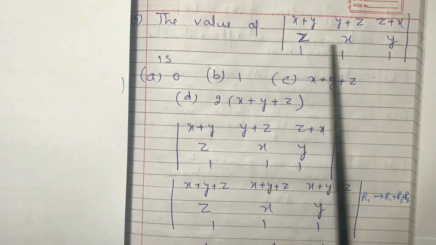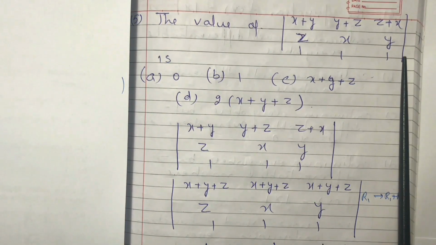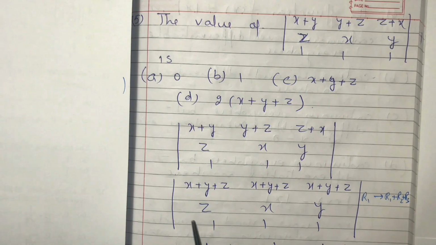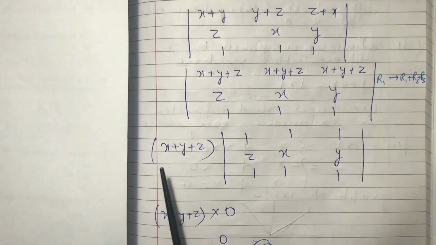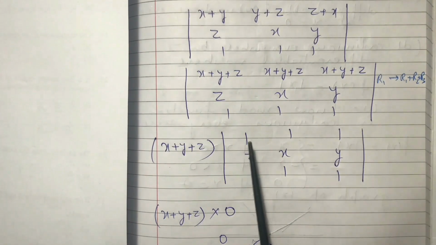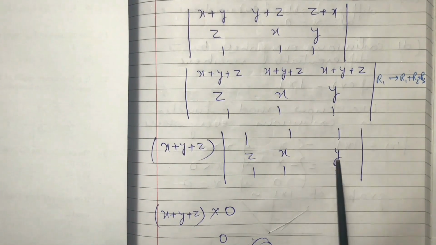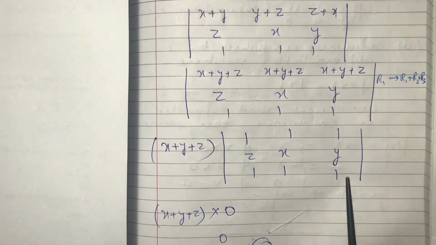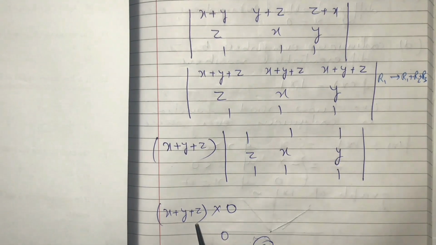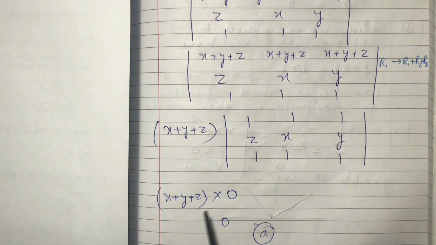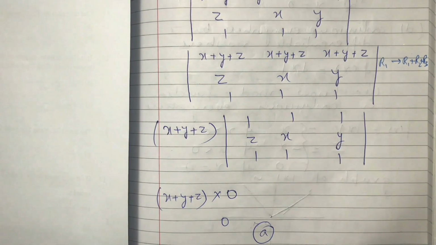The value of this determinant. Now add R1 plus R2 plus R3 in R1. You will get this. Now take x plus y plus z common. You will have 1 1 1, z x y and 1 1 1. Since first row and third row is same, so answer is 0. So x plus y plus z into 0 is 0. So A is the option.